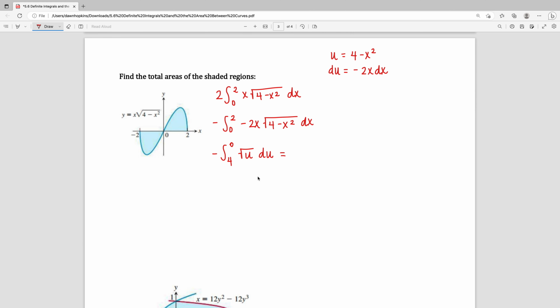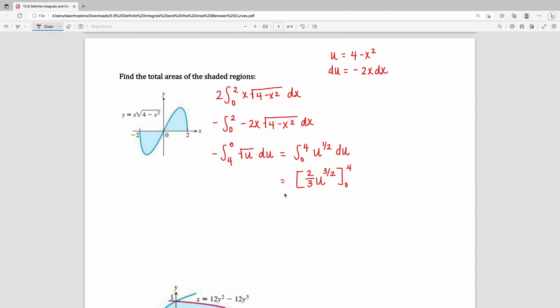Now what I can do, I can get rid of this negative here if I flip my upper and lower bounds, and I'm going to go ahead and do that. So it's now going to go from 0 to 4 instead of the other way around. And I'm going to write the square root of u as u to the 1/2 power. When I integrate, I'm going to have u to the 3/2 over 3/2, and I can write that instead as 2/3 u to the 3/2. And again, we're going to evaluate from 0 to 4.